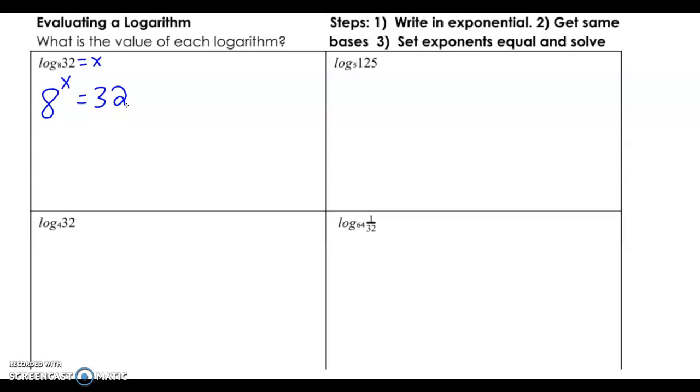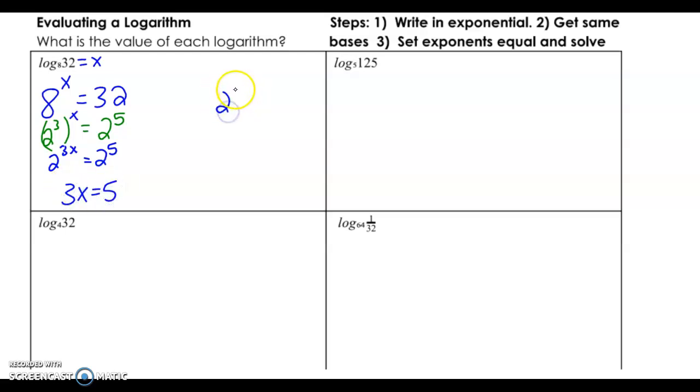So how would we solve 8 to some power equals 32? Well, what you want to do is try to get these sides to each have the same base. So what would the same base be? Well, we can rewrite 8 as 2 to the 3rd, right? And we can rewrite 32 as 2 to the 5th. Going back to our exponent rules, if I have a power to a power, I'm just going to multiply those. So 2 to the 3x equals 2 to the 5th. And then you can just set the exponents equal to each other.